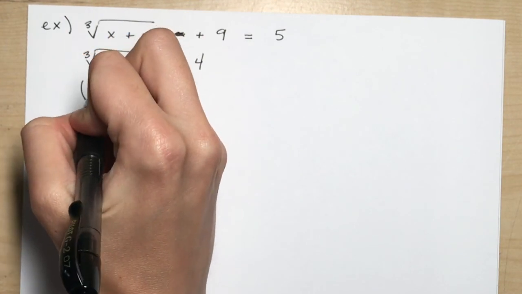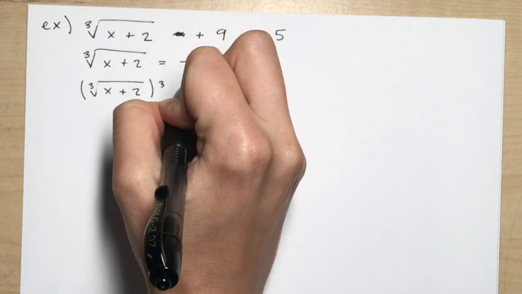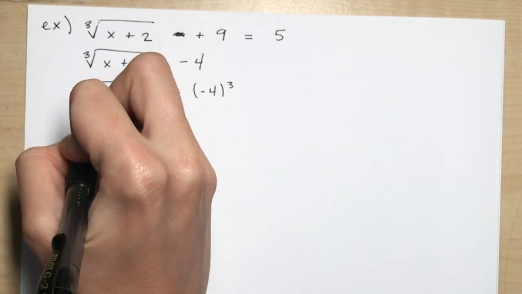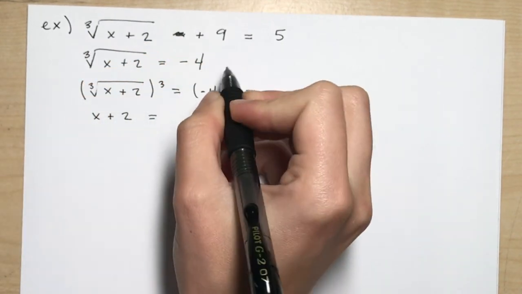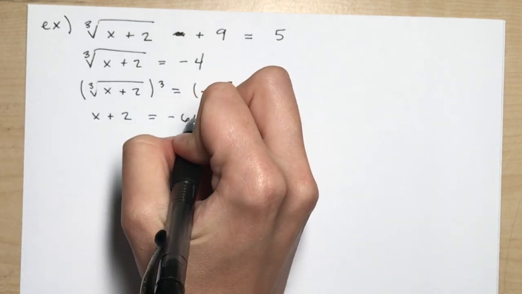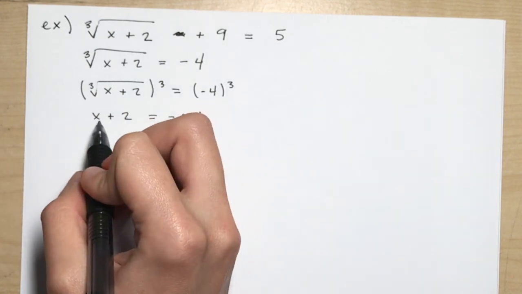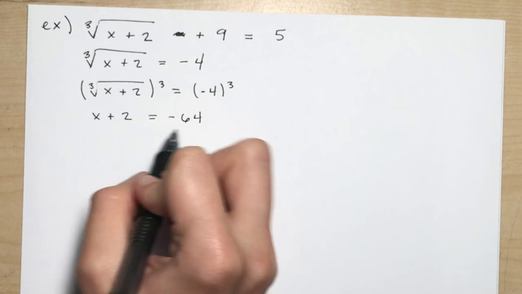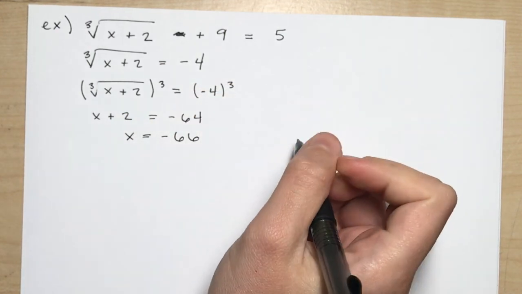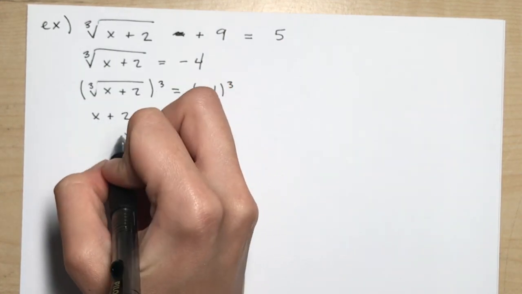So I cube both sides. I'm left with x plus 2 over here. Negative 4 cubed is negative 64. We subtract the 2 over, so x is negative 66. And I don't need to check because I don't have an even root. It's not an even root, so this is my answer.